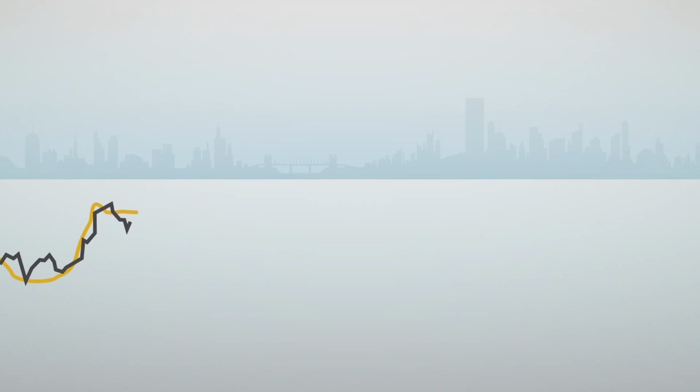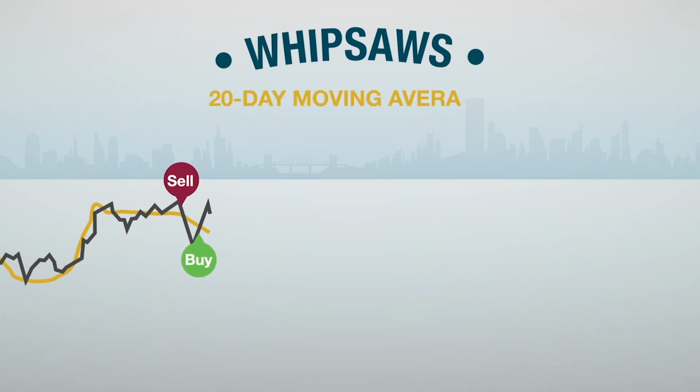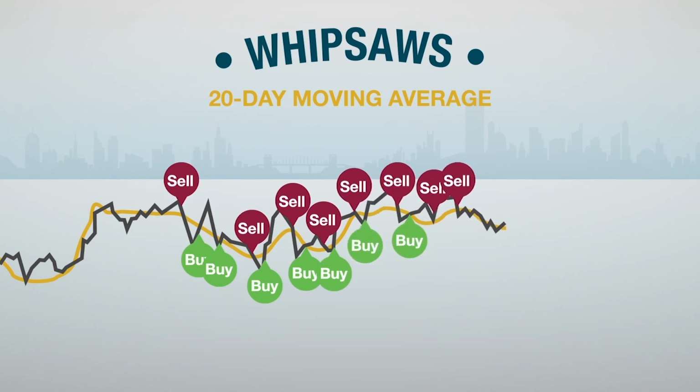One thing to be aware of is whipsaws. A whipsaw is when the stock crosses over the moving average, giving one signal, and then reverses quickly, giving the opposite signal. A short-term time frame like 20 days usually shows more whipsaws, which is why some investors may prefer to use intermediate and long-term time frames.